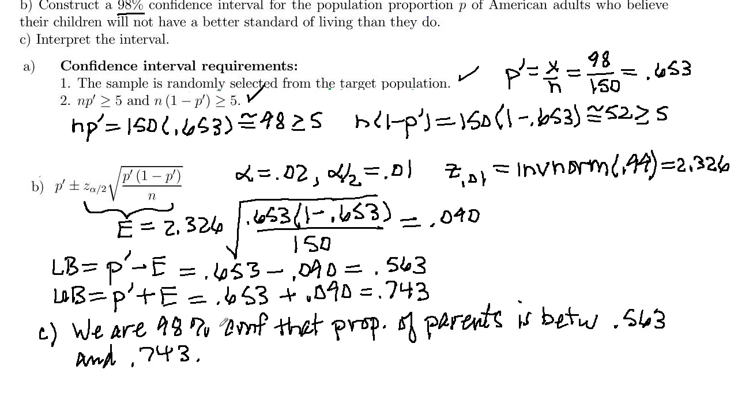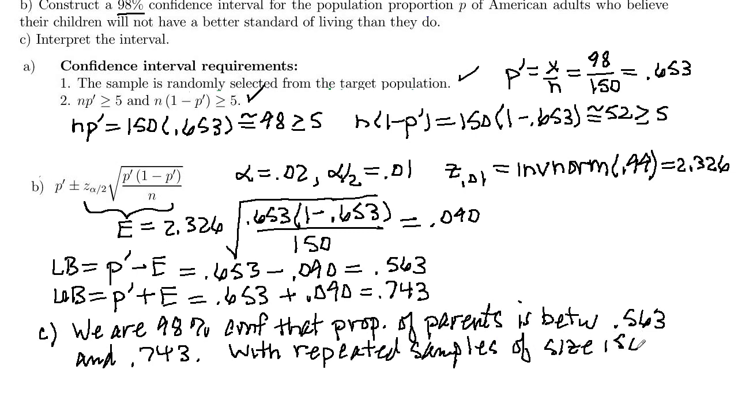And then that 98%, what that means is with repeated samples of size 150, so a large number of repeated samples, 98% of the confidence intervals that they generate will contain the population proportion.